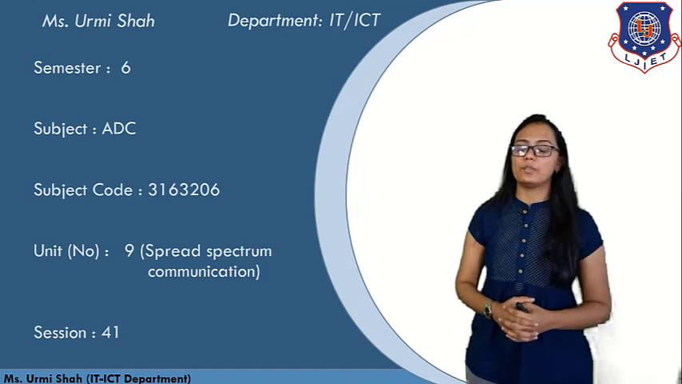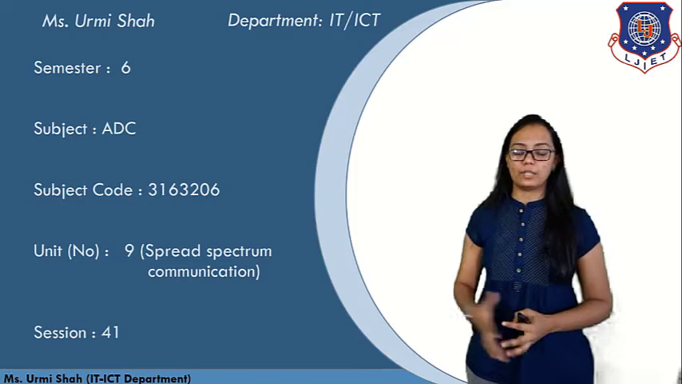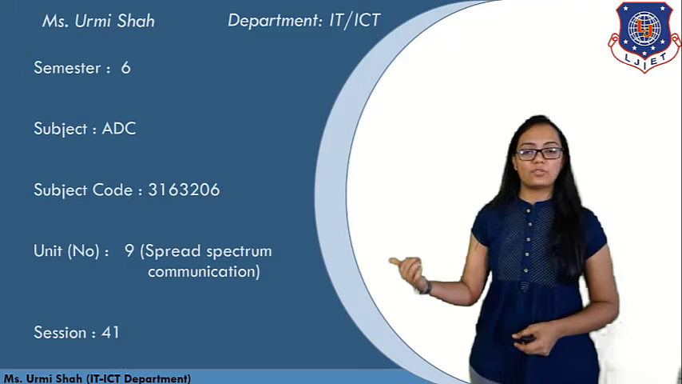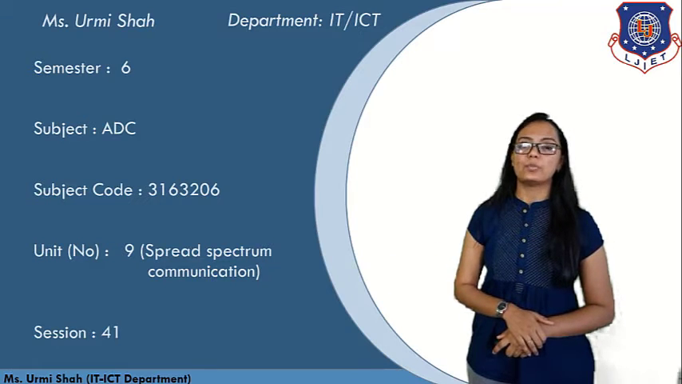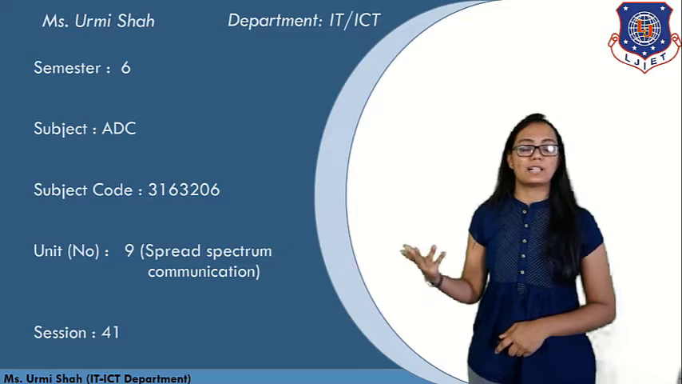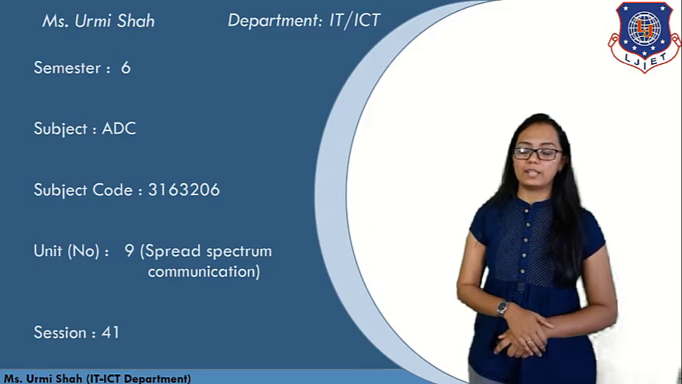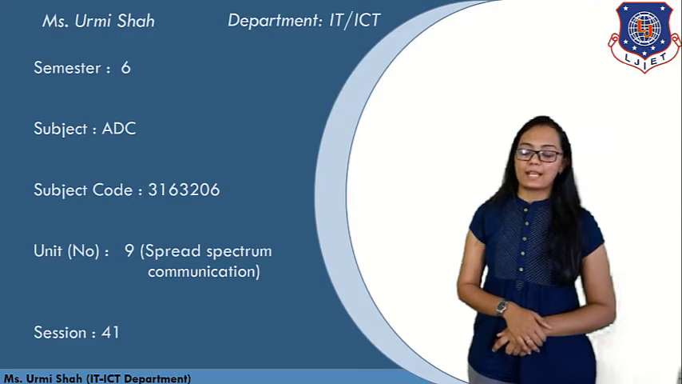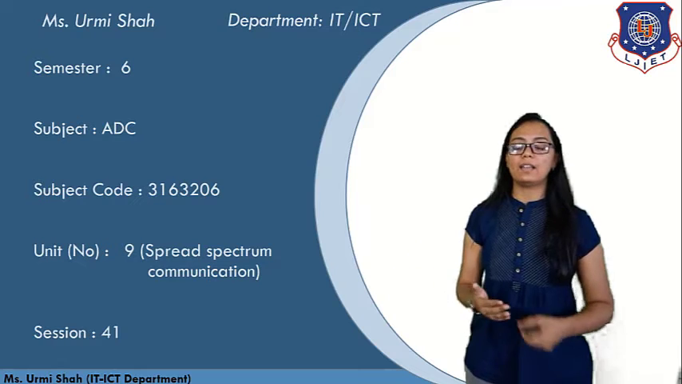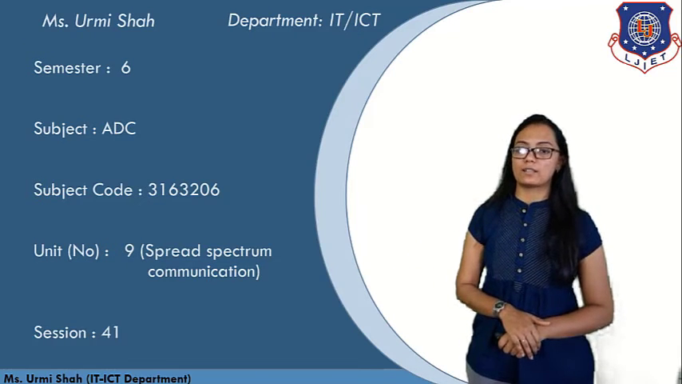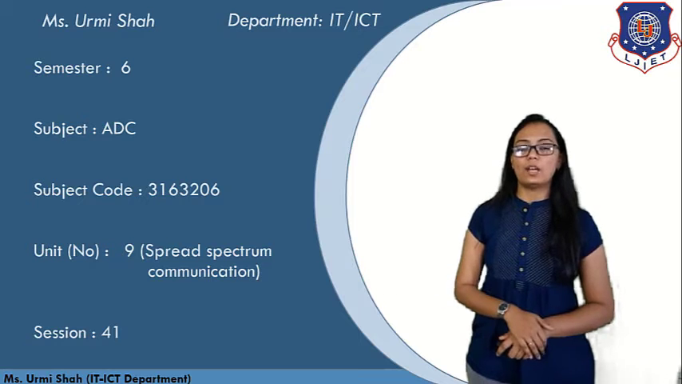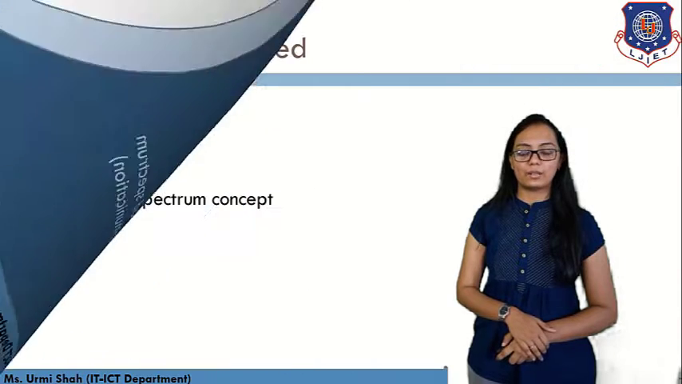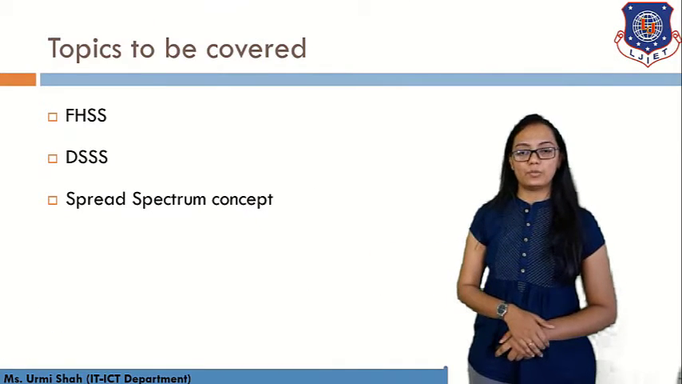From now onwards, we will be moving ahead with the last unit of analog and digital communication, which deals with spread spectrum communication. This is something you might be hearing in news channels about spectrum theory, which is applicable whenever you are dealing with any communication spectrum at industry or market level. So let's start with unit number 9, spread spectrum communication.